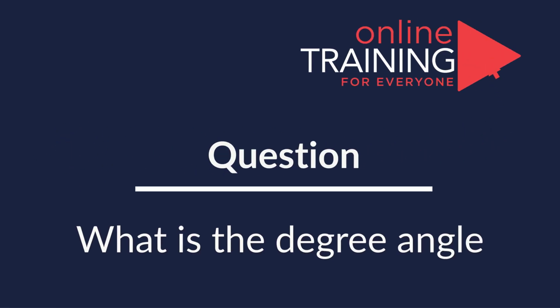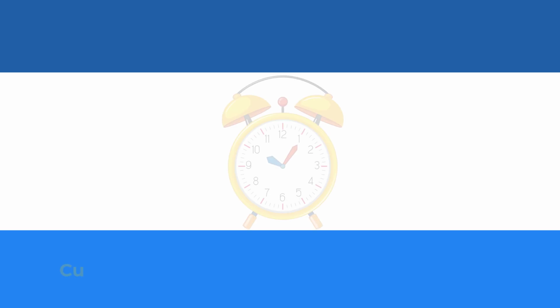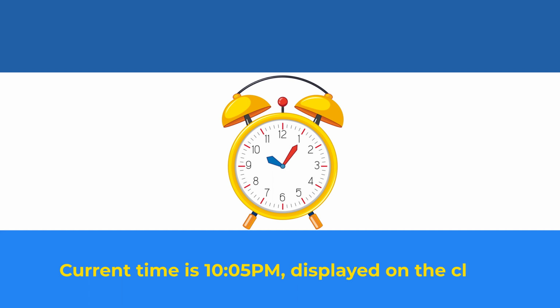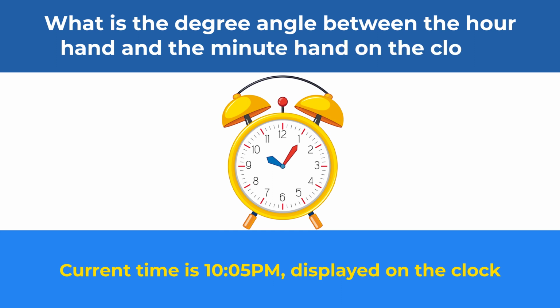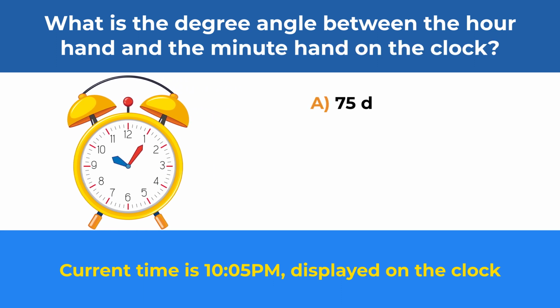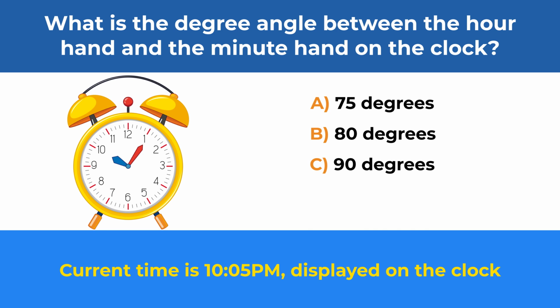Here's the frequently used question on the test, which may not be as simple as it looks. Current time on the clock is 10:05 p.m. What is the degree angle between the hour hand and the minute hand on the clock? You have 4 different choices. Choice A, 75 degrees. Choice B, 80 degrees. Choice C, 90 degrees. And choice D, 100 degrees.